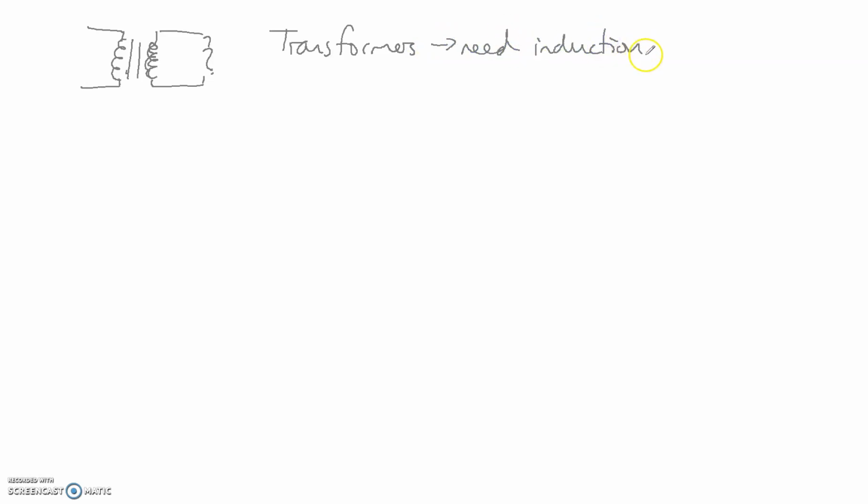need induction in order to work. I mean, that's what they do. They need to use induction, which means you have to have a changing magnetic field, flux, whatever you want to look at, you need something changing. Now, because of that, you can't just turn on a transformer and it runs, because unless the flux is actually changing, they don't operate. And that is why these guys need to actually use AC or alternating current.